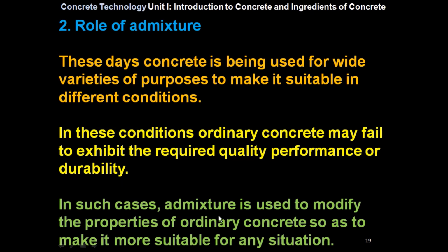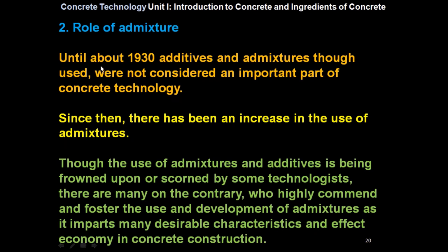In such cases, admixture is used to modify the properties of ordinary concrete so as to make it more suitable for any situation. Until about 1930, additives and admixtures, though used, were not considered an important part of concrete technology. Since then, there has been an increase in use of admixture.